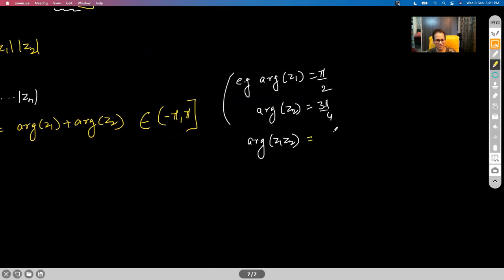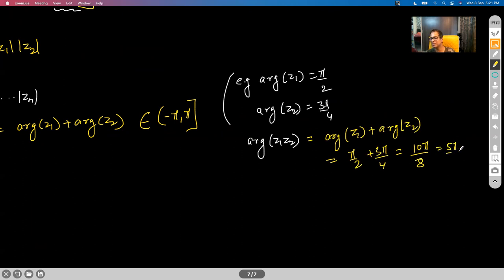What will your answer be? Of course, as per the property, you will add them, correct? But when you add them, you would realize your answer will overshoot. In fact, in this case, it will become 4 plus 6, 10 pi by 8, if I'm not wrong. Correct. 10 pi by 8 is 5 pi by 4.